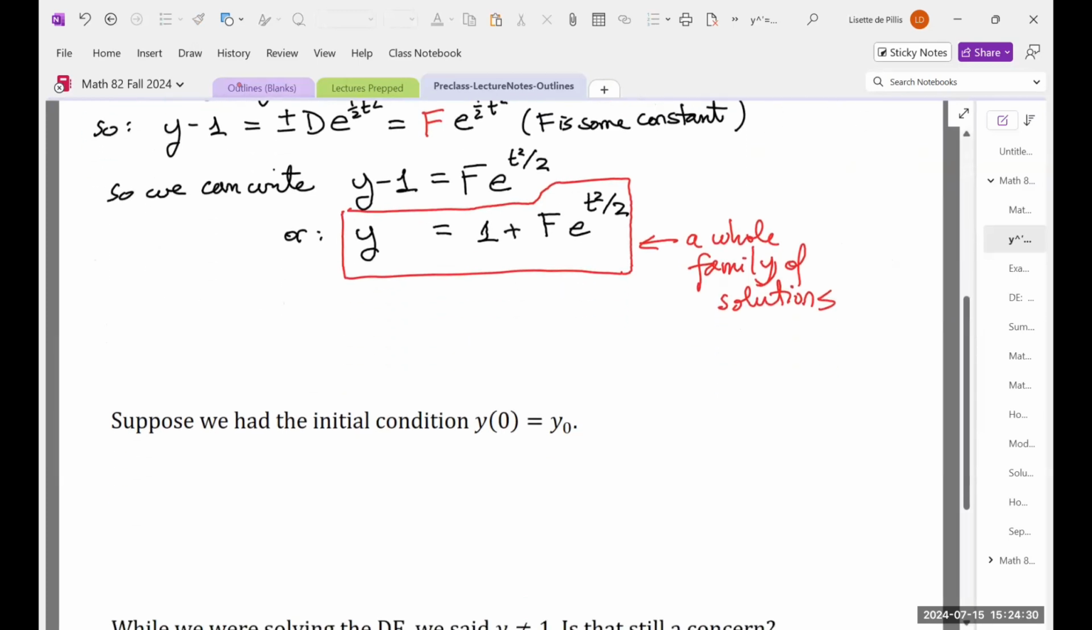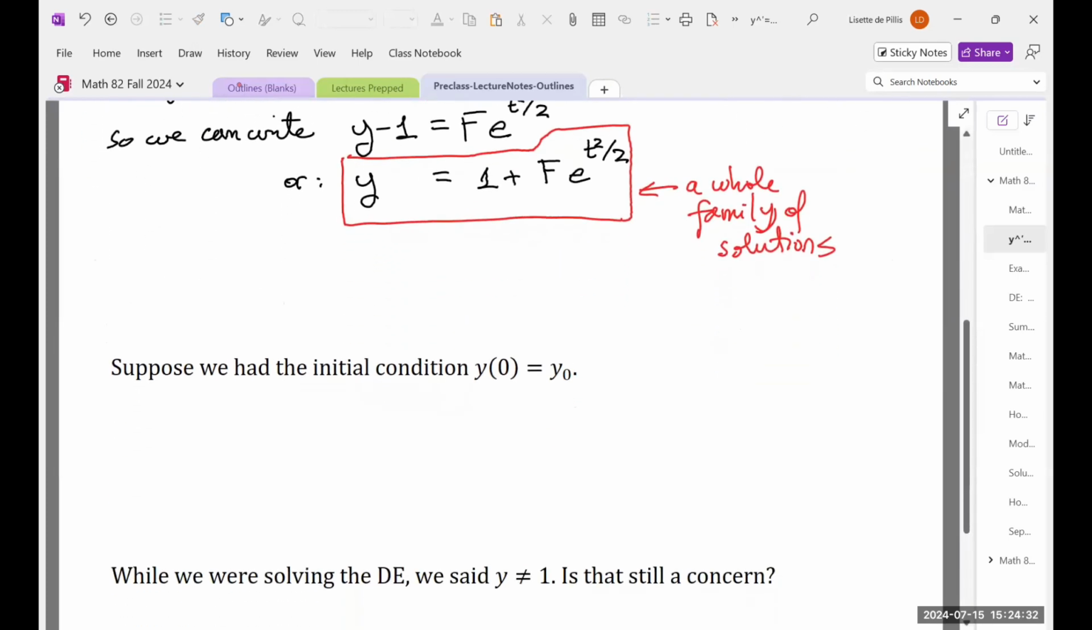Okay, and the only way I can narrow it down to one particular solution is if I also impose an initial condition. So let's suppose we have an initial condition. Y at time 0 is some known number. So y naught is going to be some real number. You can also write y naught is real. So there's our notation.